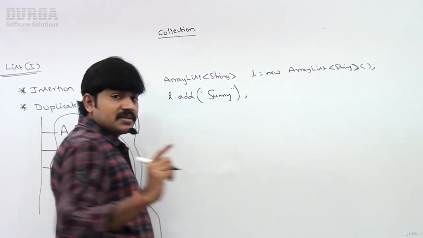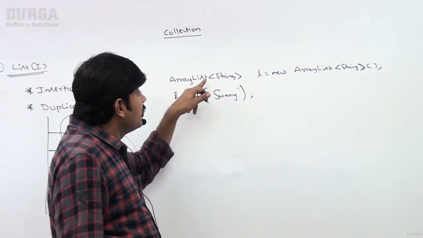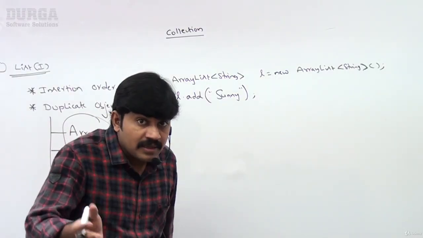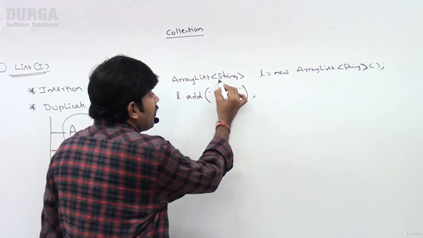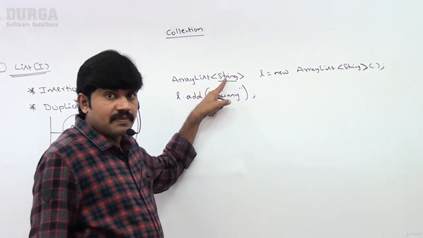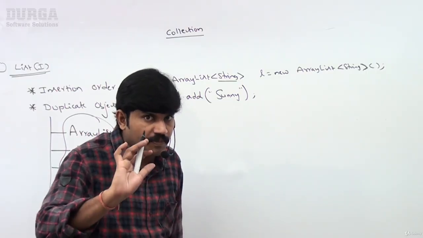In the first line, what am I doing? I'm just creating an empty ArrayList object that can hold which type of objects? String type of objects. This is the generic concept. ArrayList that can hold String type of objects.